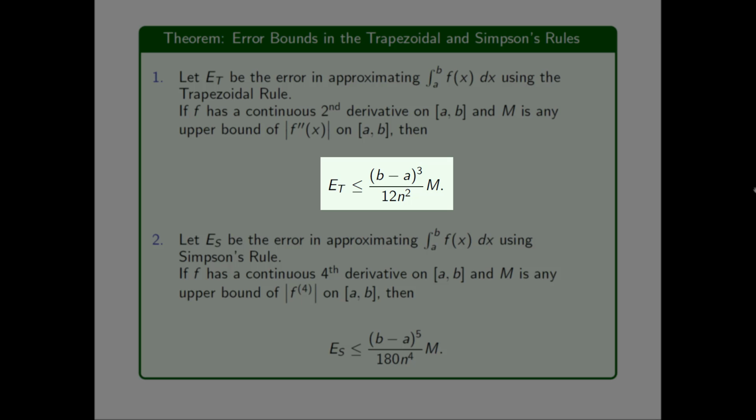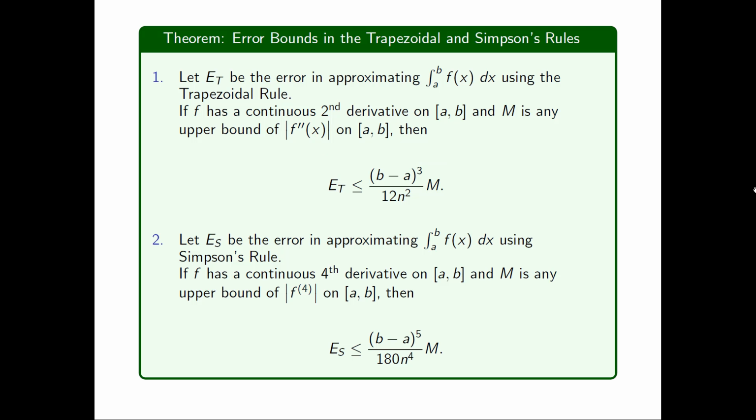But as our n gets larger, our errors get smaller. And again, that should make sense. The more rectangles, or in this case trapezoids, we take, the better the estimate is. And we'll talk about the M when we do an example in a moment.